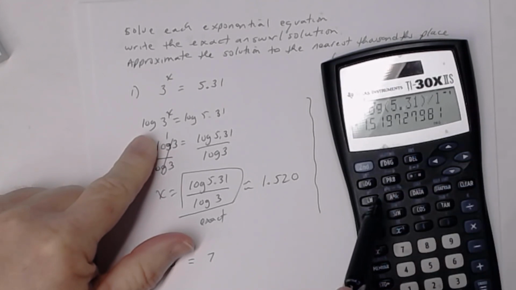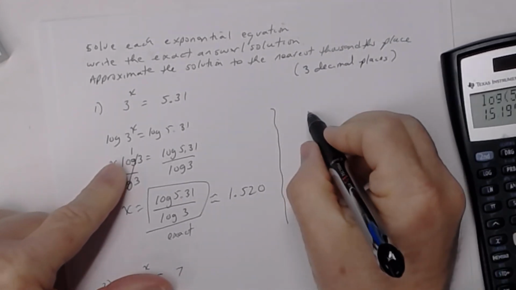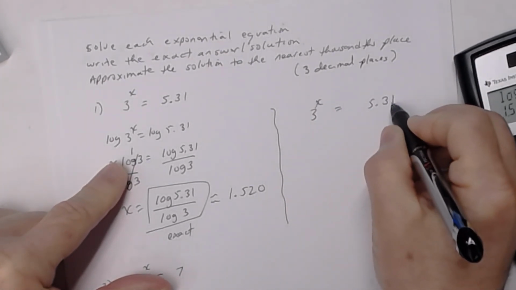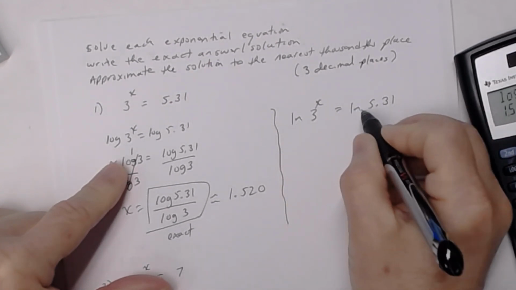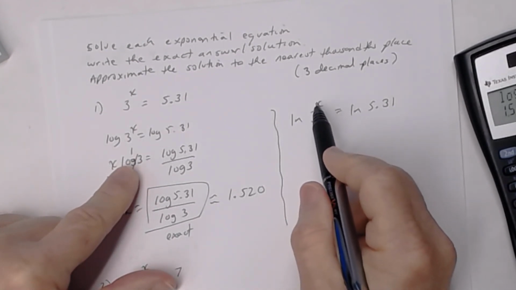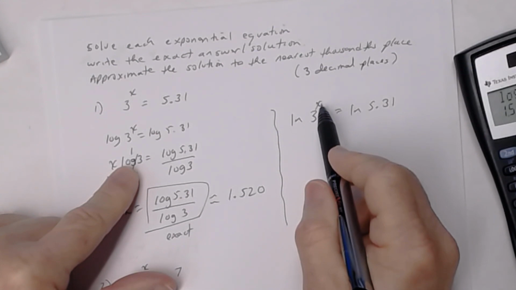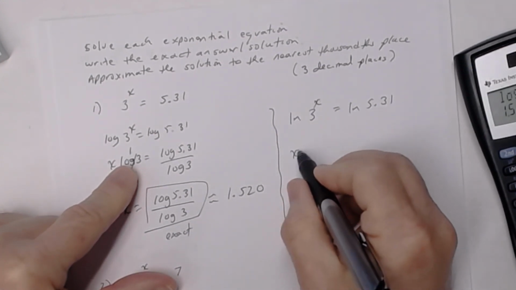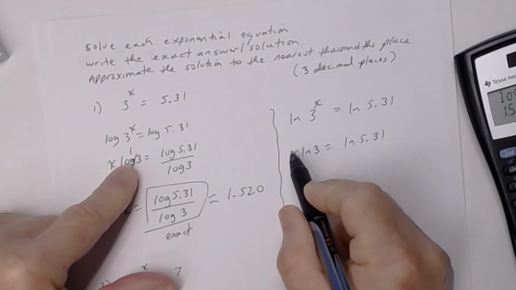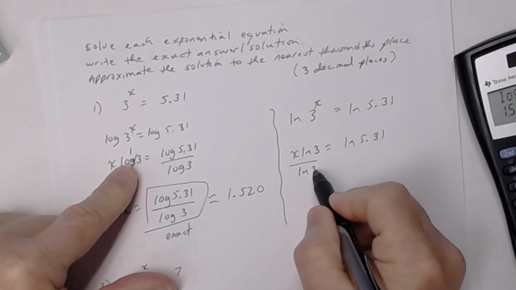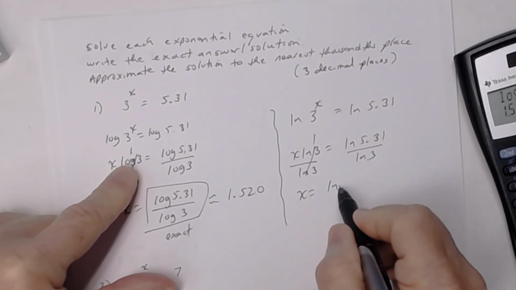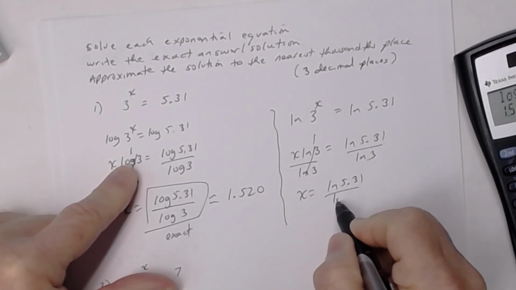Now real quickly, remember we could have, instead of using the common logarithm, used the natural logarithm. So let's take the natural log of both sides. I have 3 to the x equal 5.31. I'm going to take the natural log of both sides this time. And again, same idea as we did this one, I'm going to use the power rule to get the variable out of the exponent. So I get x times the natural log of 3 equals the natural log of 5.31. Then dividing both sides by the natural log of 3 to get x by itself, we're done. We get x equal the natural log of 5.31 divided by the natural log of 3.